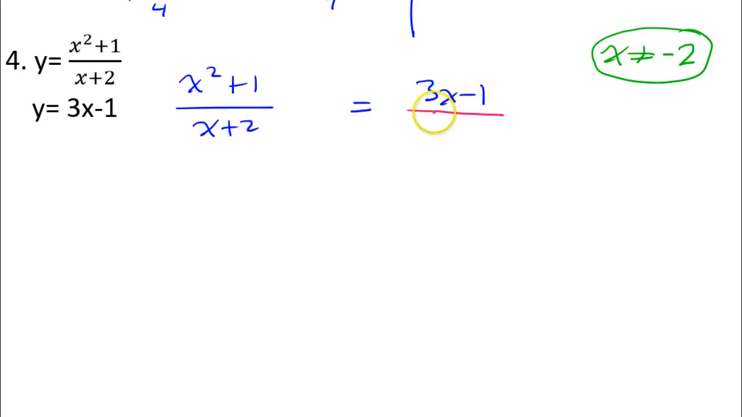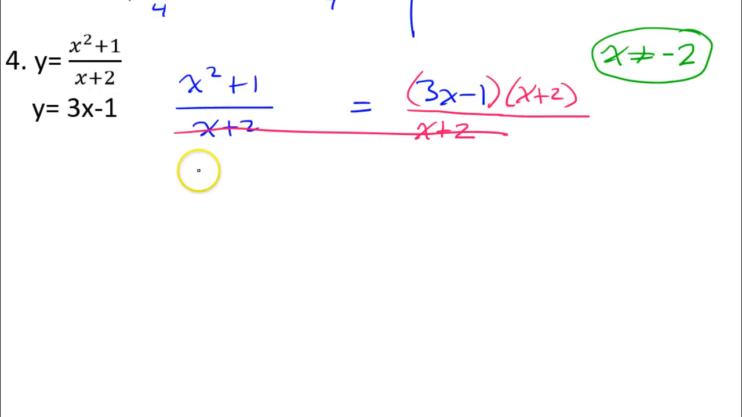So, because of the x plus 2 here, I can make the denominators the same by putting x plus 2 here. Now, I can only do that if I also put x plus 2 in the numerator. Alright, now the denominators are the same. Once the denominators are the same, you can cancel them out. And you can make a new equation using the numerators.